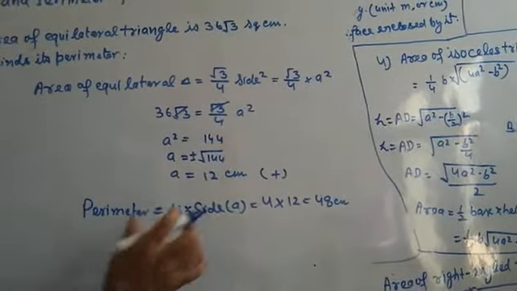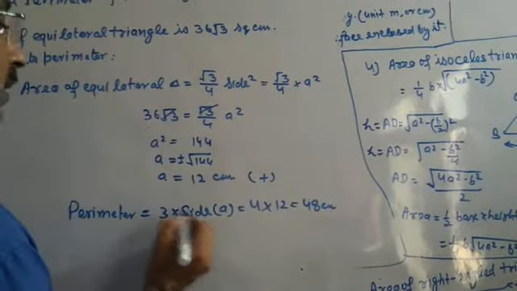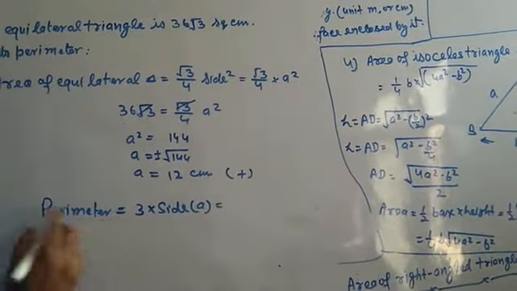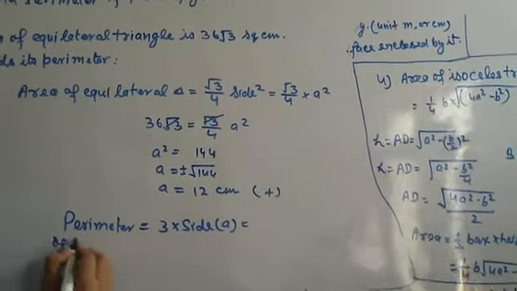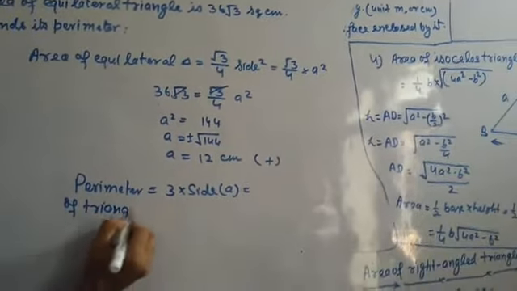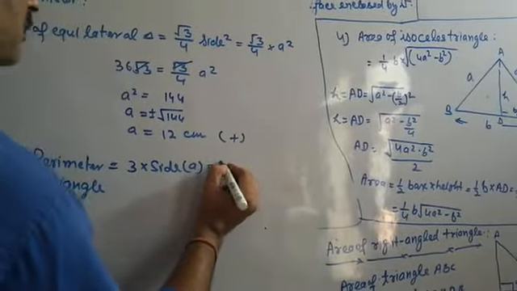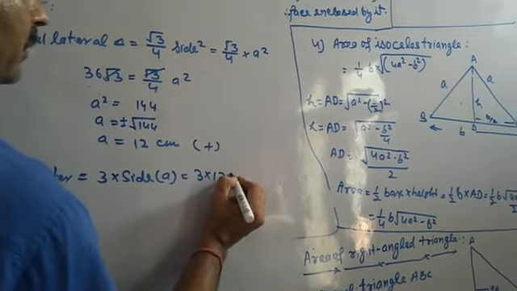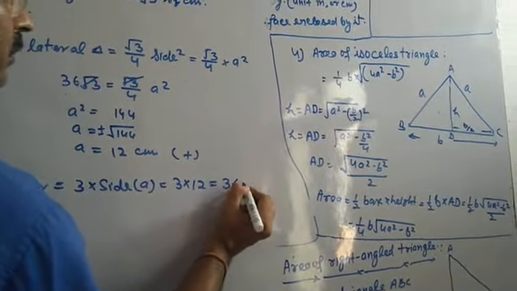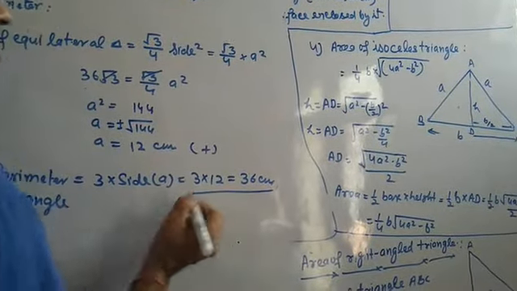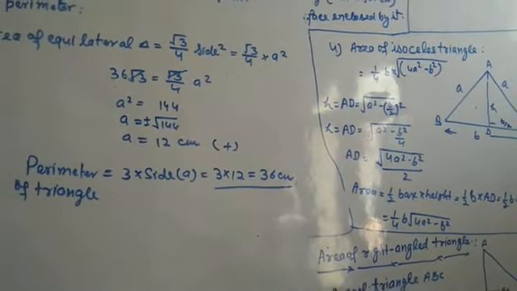Perimeter of triangle is 3 into side, sorry, 3 into 12, that is 36 centimeters. Sorry, note down this, correct?